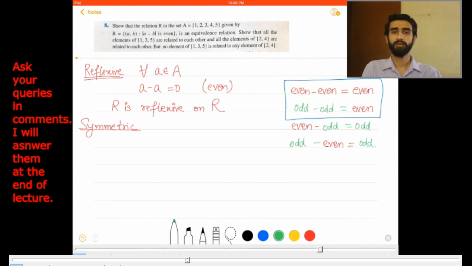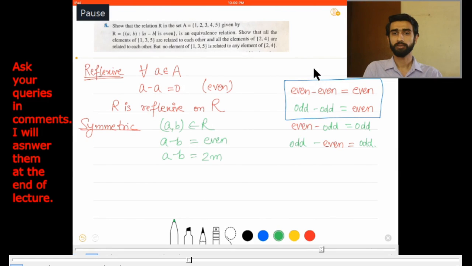Done. Now let's check for symmetric. Here is the condition: if a is related to b, then b is related to a. Now I have a comma b related to R. So according to the given relation, a minus b is even, and an even number can be written in the form of 2m. So I have written a minus b equals to 2m. Now I can multiply by minus, and b minus a equals to minus 2m.